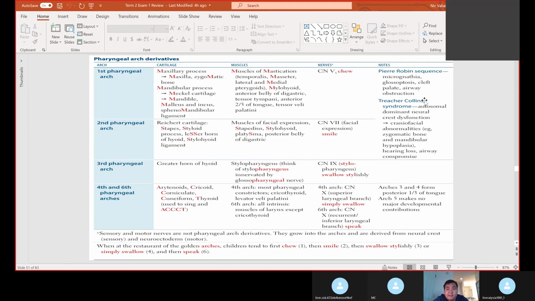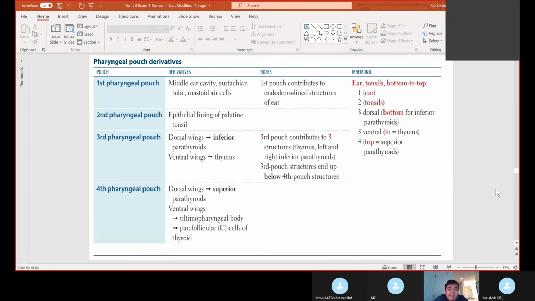Don't forget Pierre Robin and Treacher Collins for your first and second pharyngeal arch and the signs and symptoms of each. Easy points, guys. Plain memorization. Know the arch, know the cartilage, muscles, and the nerves, and some complications. Again, same thing: pouch, derivatives, notes, mnemonic, plain memorization, easy points.